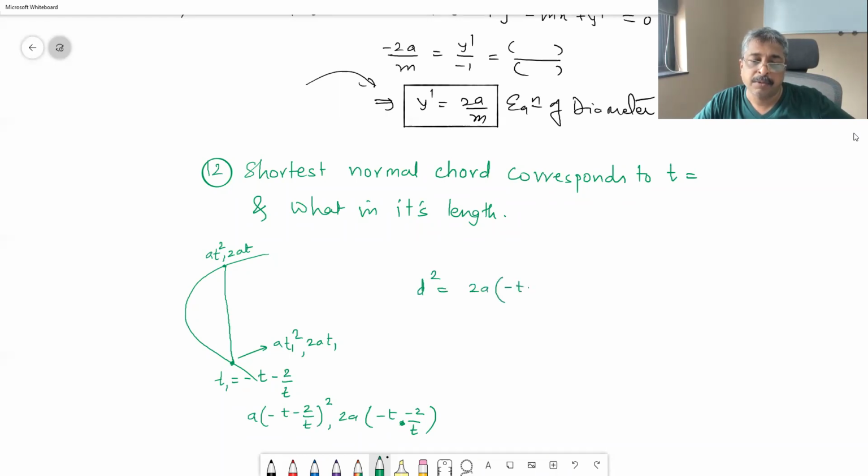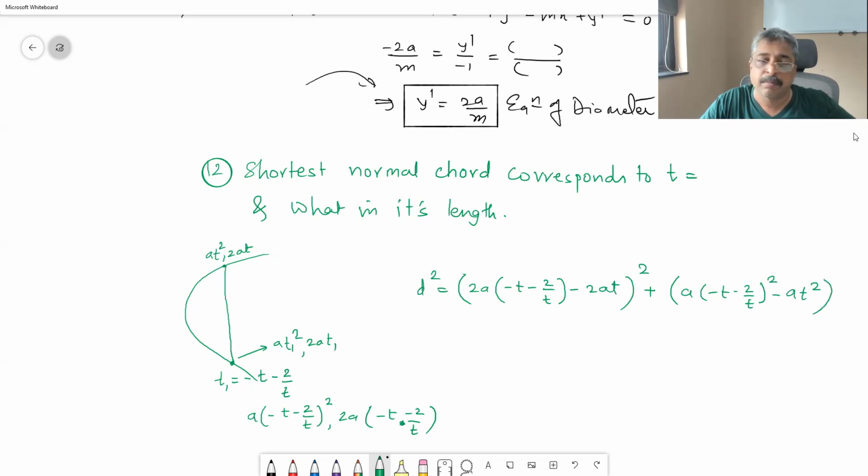2a into (minus t minus 2 upon t) minus 2at, bracket square, plus a into (minus t minus 2 upon t) minus at square, bracket square, and we want to minimize this. So let us just simplify this first and find out what we get. Is there any cancellation taking place?